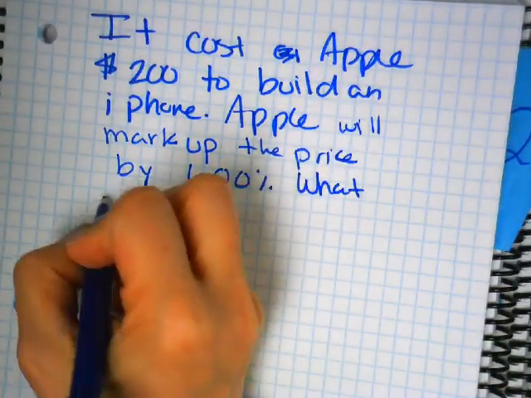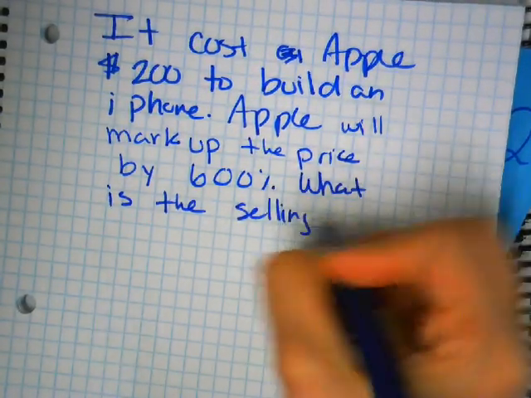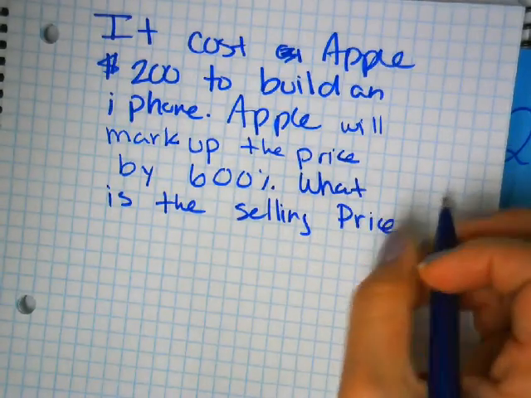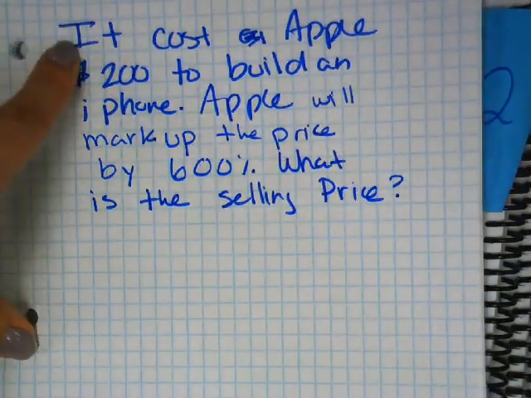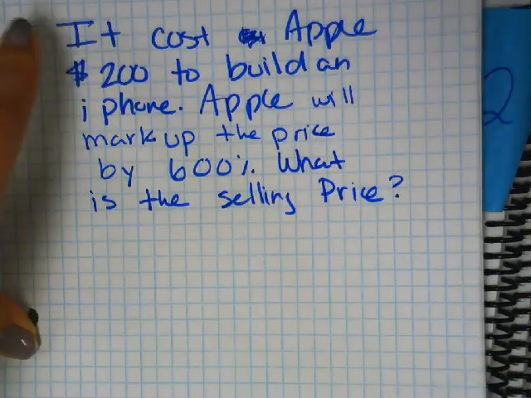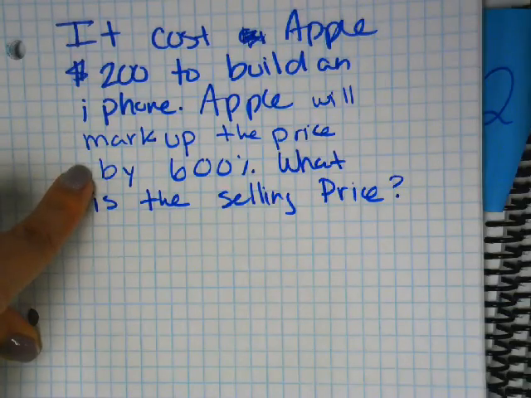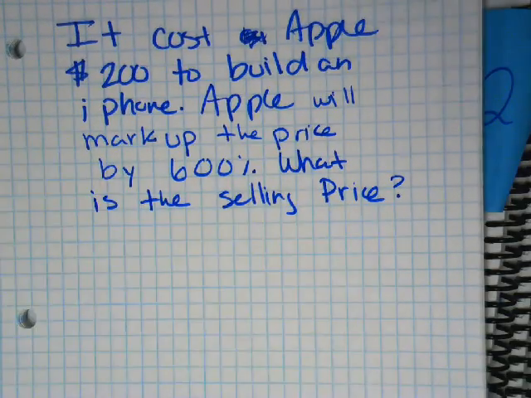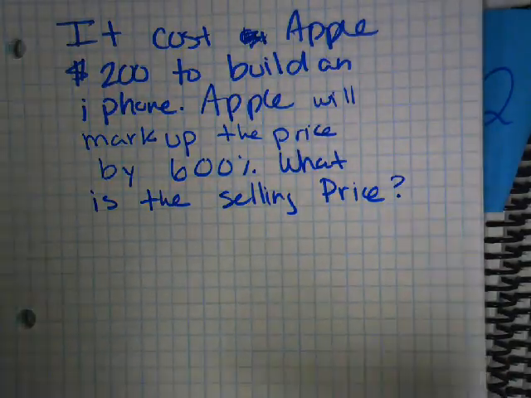What is the selling price? This is the only one that we're going to write out because you're going to have to understand what we're talking about. Okay, it cost Apple $200 to build an iPhone. Apple will mark up the price by 600%. What is the selling price? So the difference here is that your percent is ginormous and can be tricky to do the math. Okay, 600%.